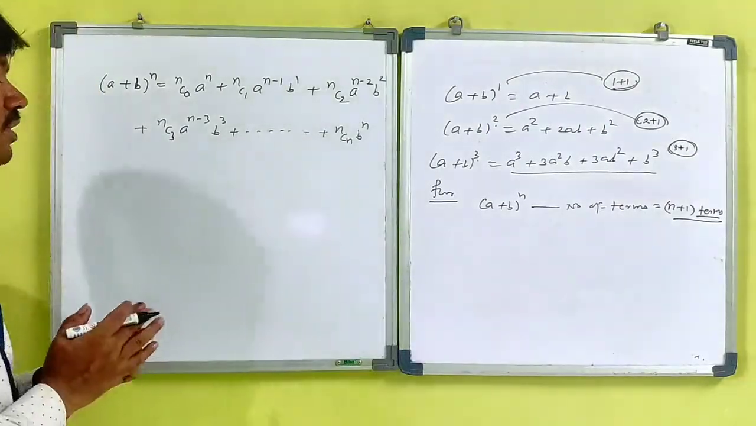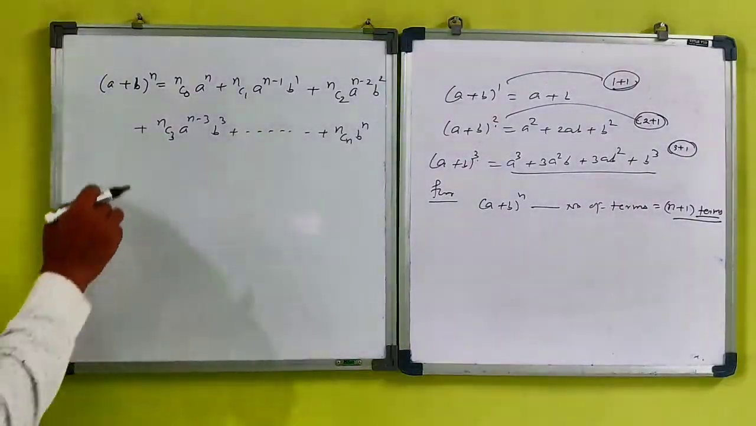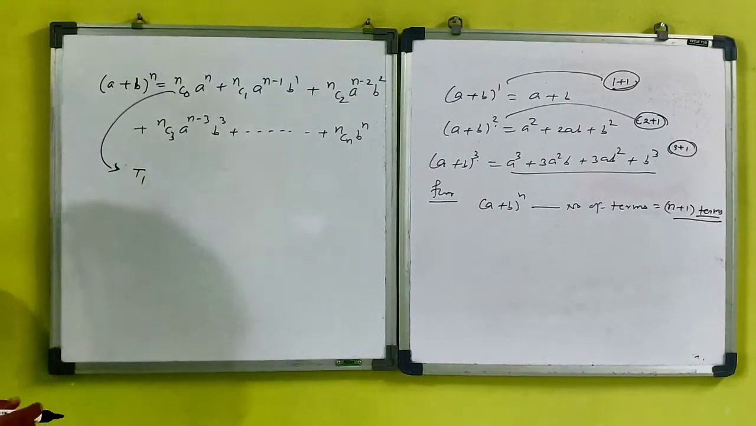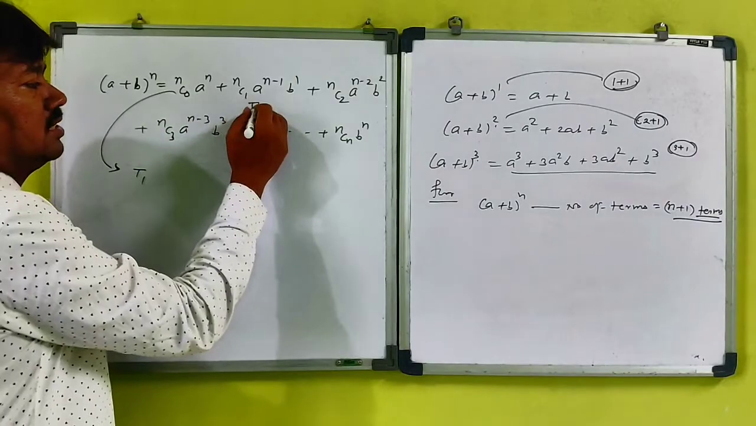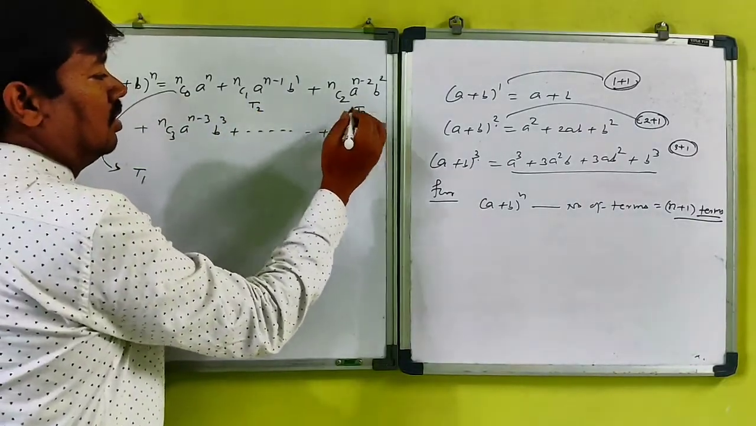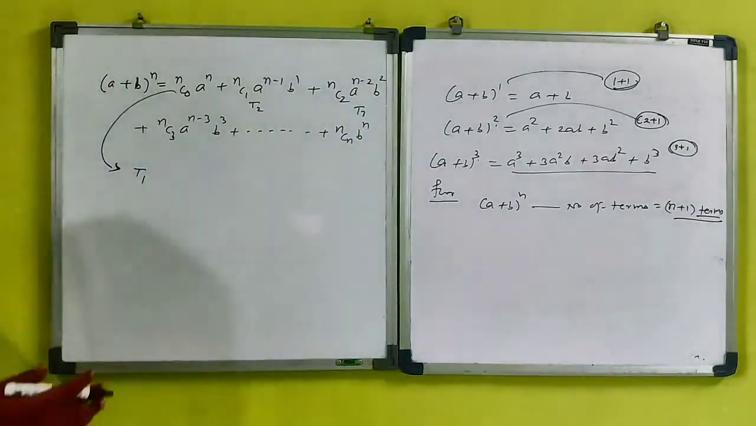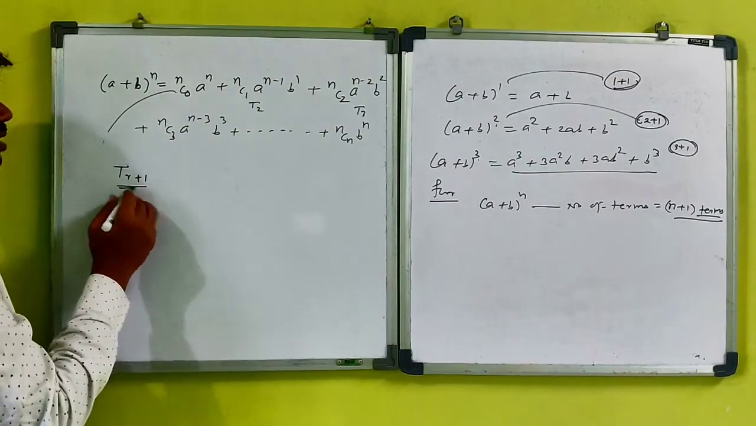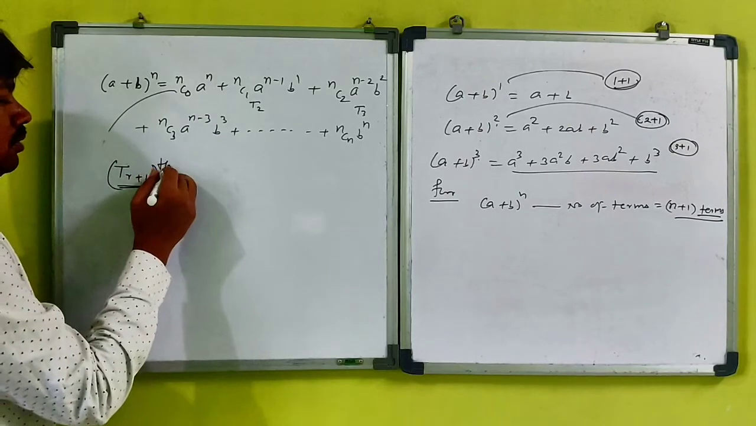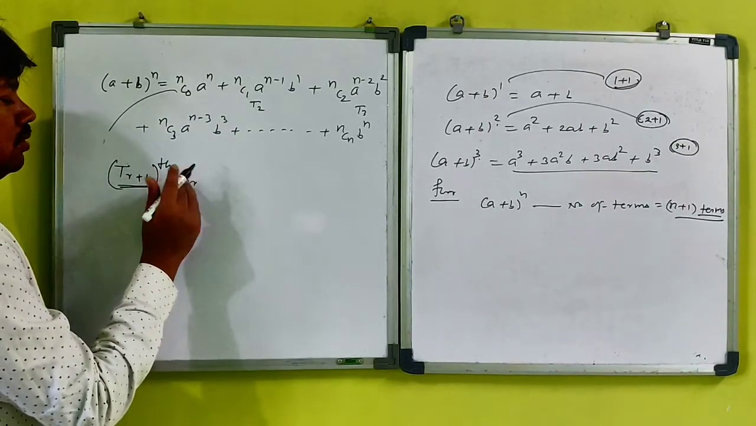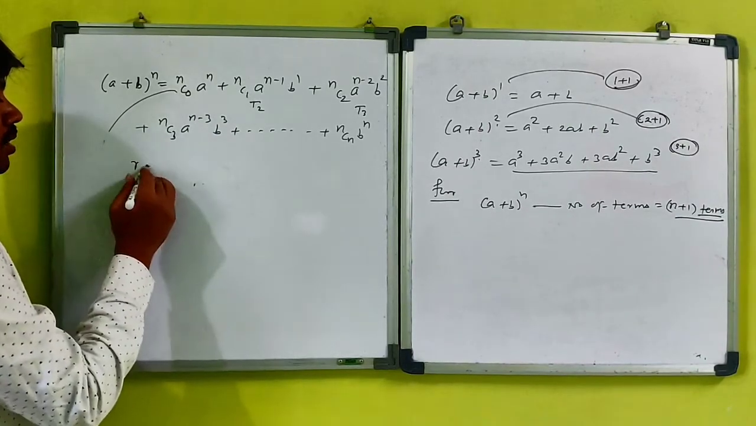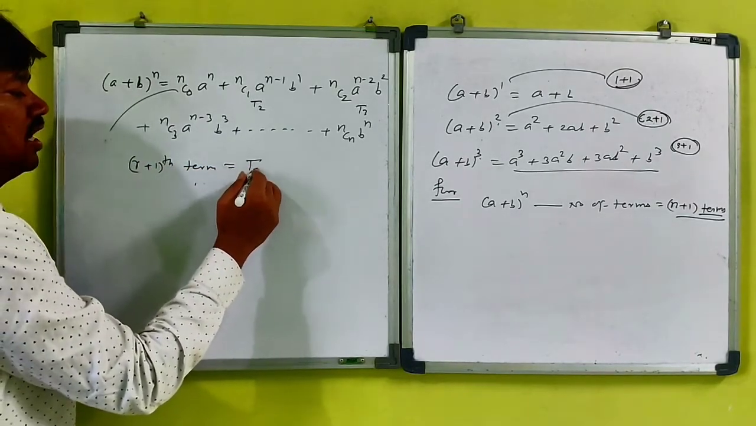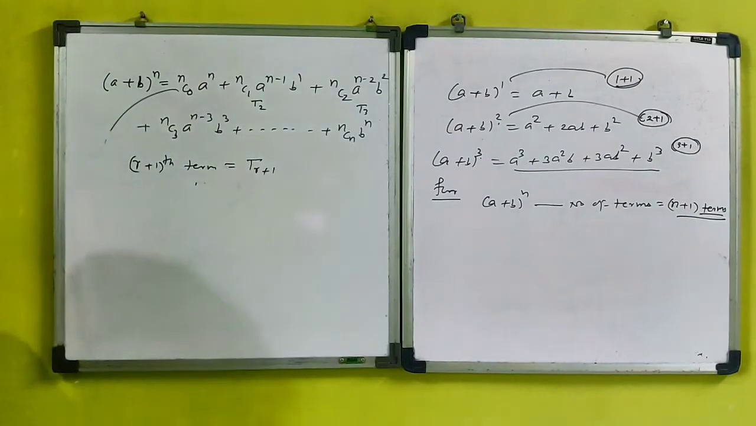First of all, there are n plus 1 terms, that's fine. So now this is called the first term. Then this is the second term. This is the third term. So you just compare and tell what will be the (r + 1)th term, that is called T(r+1). So what is that T(r+1)?